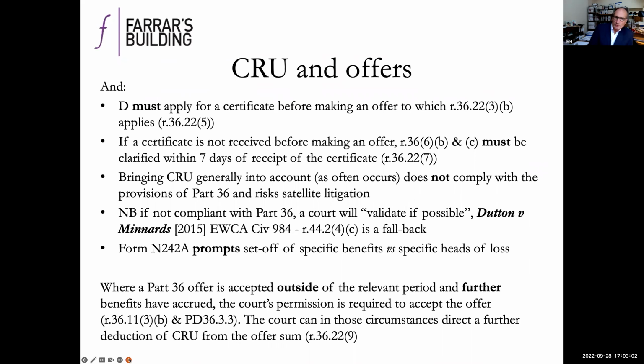Now, where a Part 36 offer is accepted outside of the relevant period and further benefits have accrued, the court's permission is required to accept the offer. And that's both substantively within the rules and also in the practice direction. And the court can, in those circumstances, direct a further deduction of CRU from the offer sum. So there is, if you like, a fallback position in relation to those benefits that have accrued subsequent to the offer, and how they should be brought into play by reference to the rules.